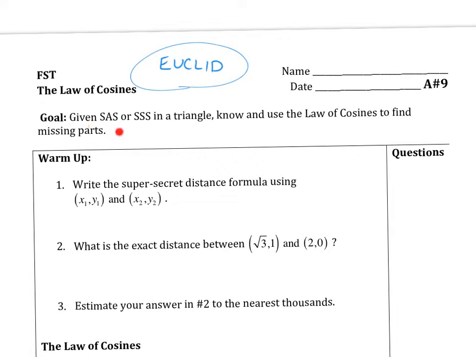So in a situation of side angle side or side side side in a triangle, we're going to know and use something called the law of cosines to find missing parts, particularly missing angle measures and side measures.